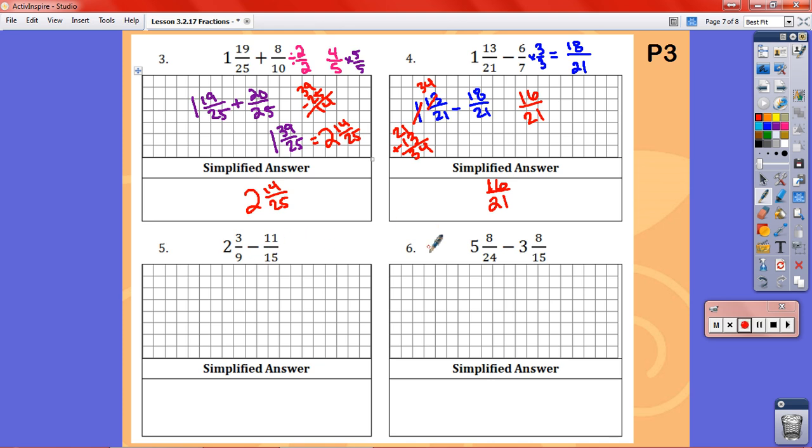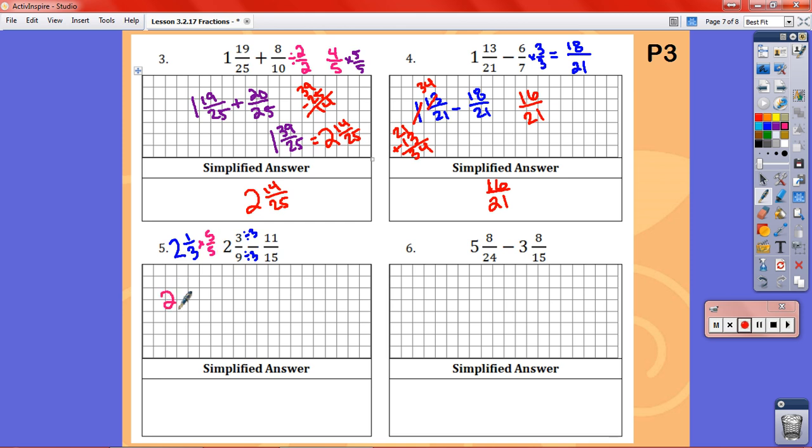Two more subtraction examples. 2 and 3/9 minus 11/15. 11/15, that's as simple as it gets. But 3/9, those are both multiples of 3, so I can divide by 3. And I get 2 and 1/3. But these are 15ths, so I need to make 15ths. I multiply by 5 to get 15ths.